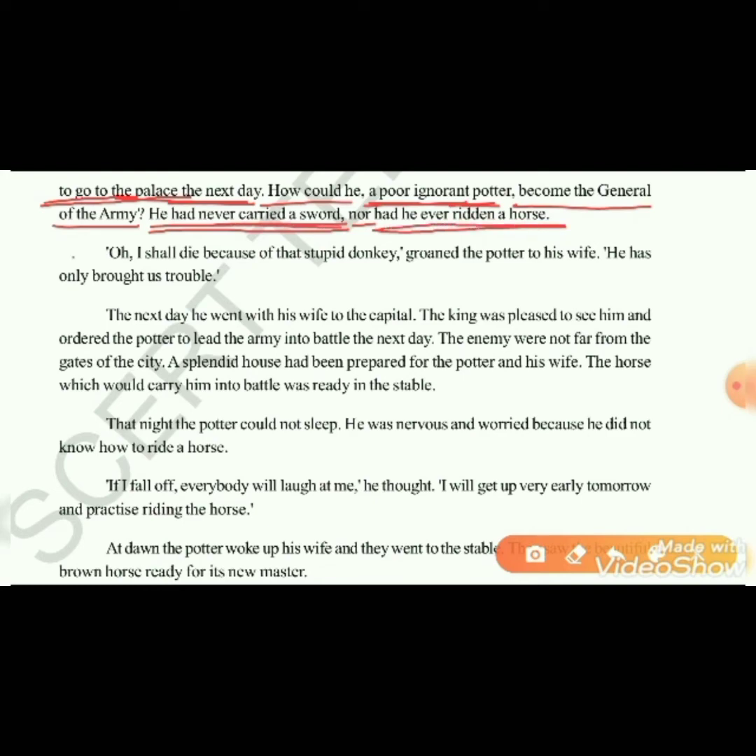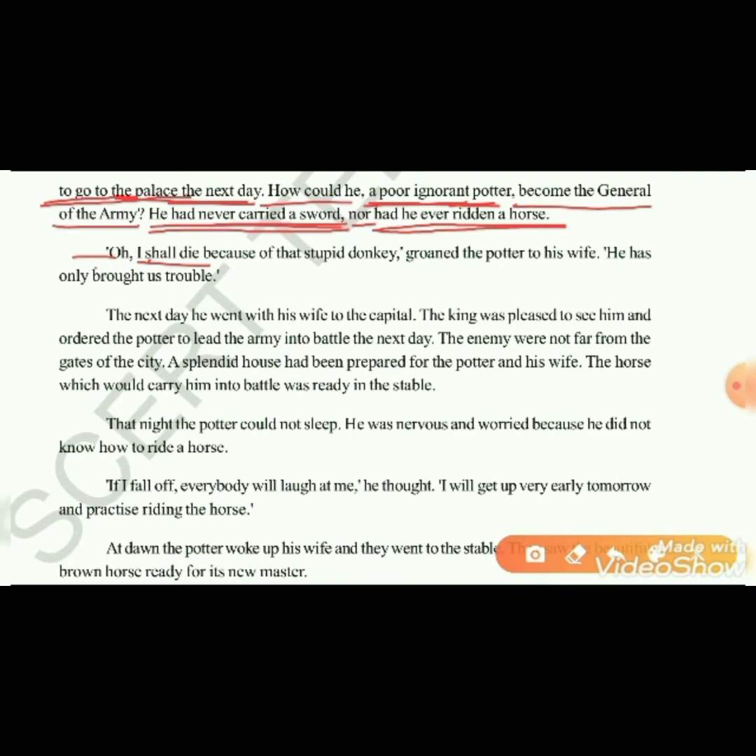He doesn't know how to ride a horse, neither how to hold a sword. And such a potter, a poor ignorant potter, was also ignorant. Ignorant of what? Behaving like a soldier, behaving like a general of the army. He is very much ignorant. What is the opposite of ignorant? Find out in your dictionary.